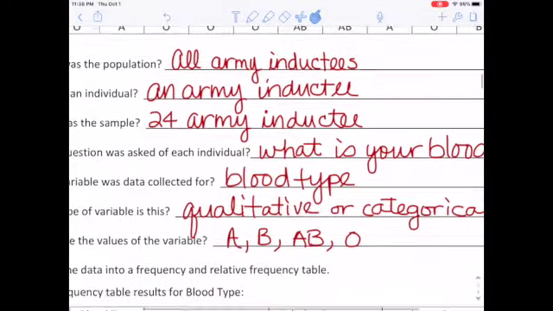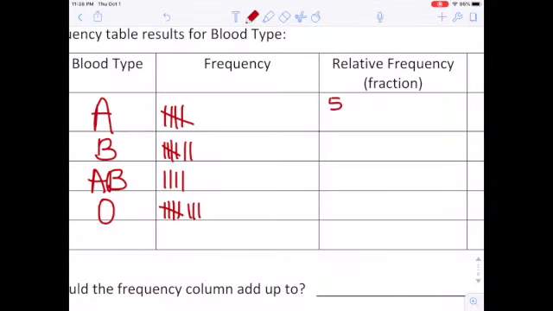We're just going to write down, you have 5 people with blood type A over 24. Then you have 7 over 24. Then you have 4 over 24. And you have 8 over 24. Do I need to simplify? So this is going to be 1 over 6, and this is going to be 1 over 3.